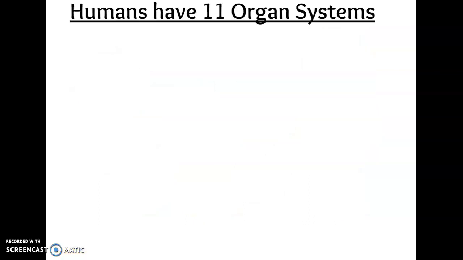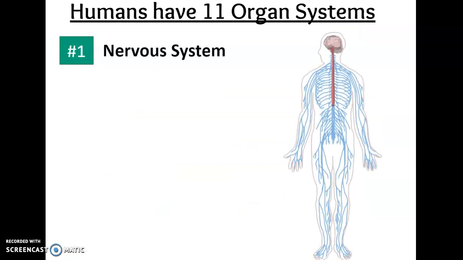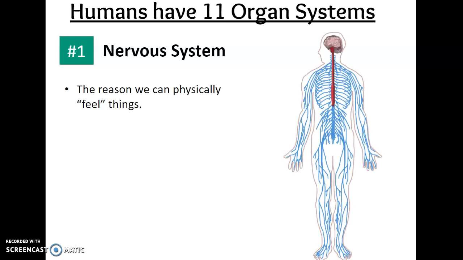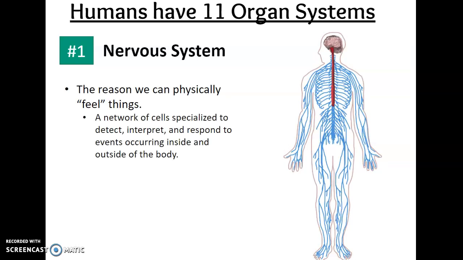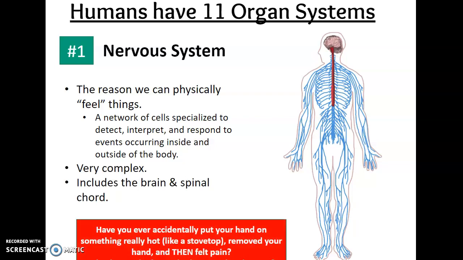So humans have 11 organ systems. The first one we're going to look at is the nervous system. The reason we can physically feel things is because of the nervous system. This is a network of specialized cells that detect, interpret, and respond to events occurring inside and outside of the body. It's very complex. It includes the brain and the spinal cord.